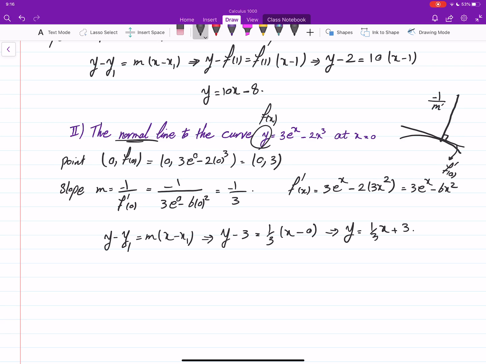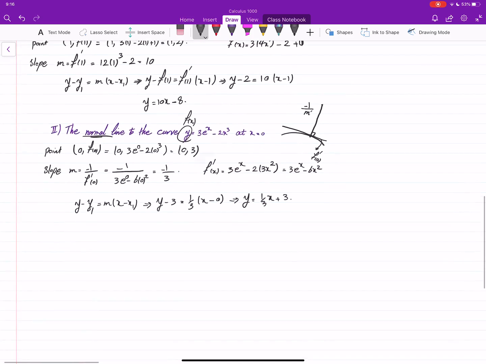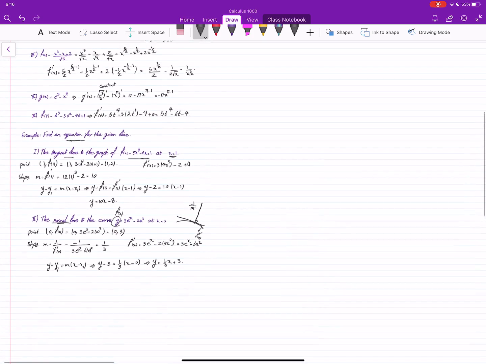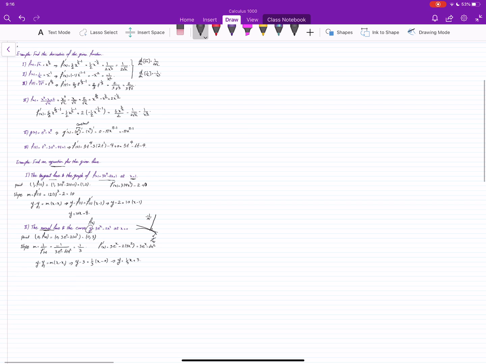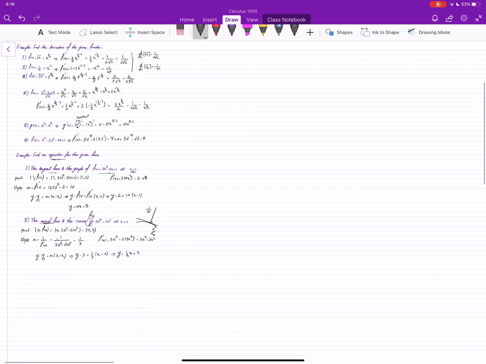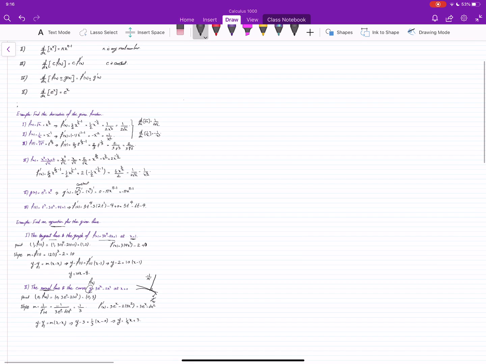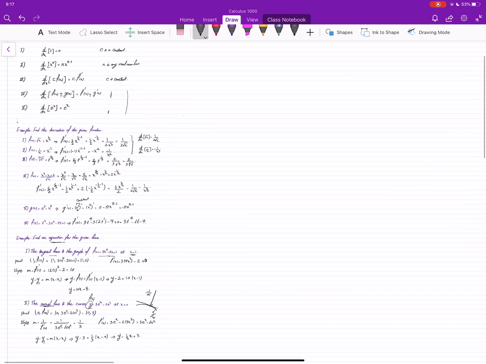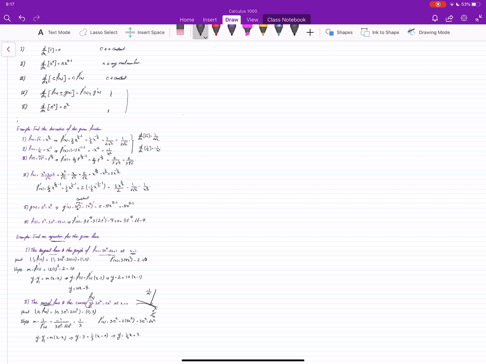Okay. So these are the basic rules, and as I said before, I encourage you to go see the proofs of these in section 3.1. The proofs of these rules, specifically this guy and this guy. These are interesting things to learn, but you just need to know how to use these rules and differentiate functions.